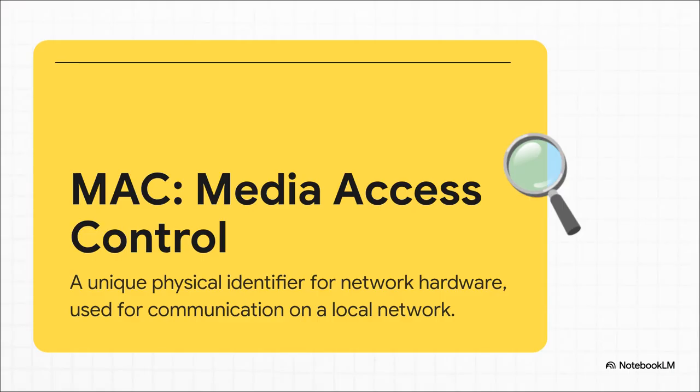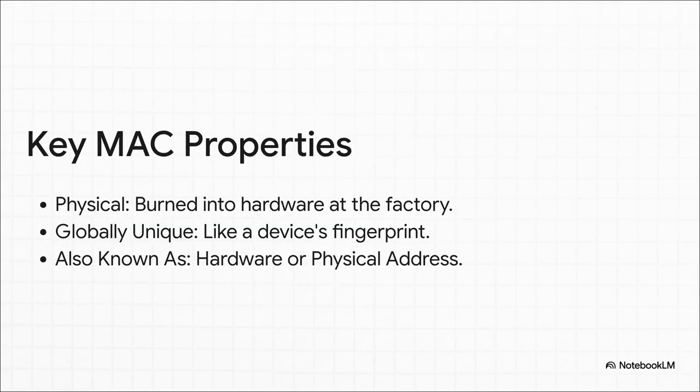So, what does MAC even stand for? Well, the textbook answer is Media Access Control, and its whole job in life is to be the unique local address for a piece of networking hardware. Now, this is the really crucial part. A MAC address isn't just some number assigned by software, it's a physical address that is literally burned into the circuit board of the network card when it's made in the factory. It's designed to be globally unique, kind of like a fingerprint. In theory, no two devices in the entire world should ever have the same one. And that's exactly why you'll often hear people call it the hardware address or the physical address.